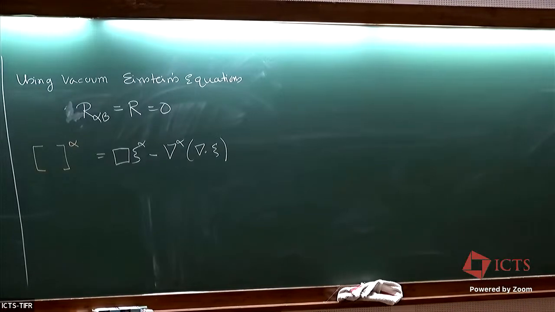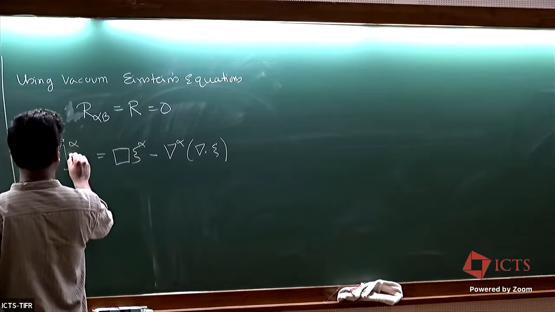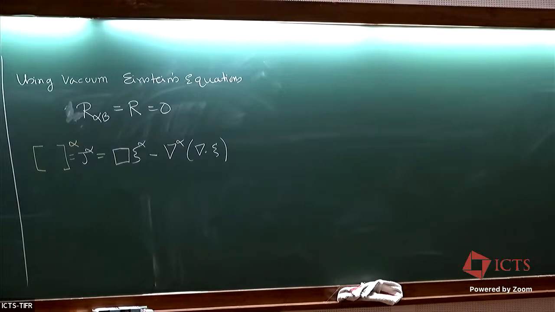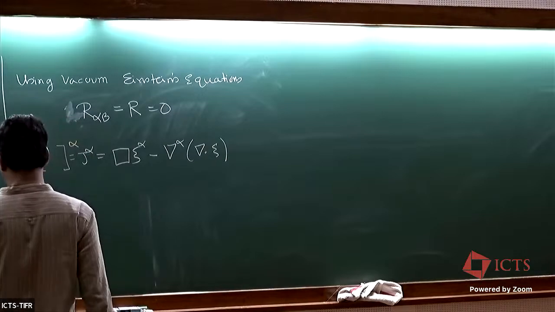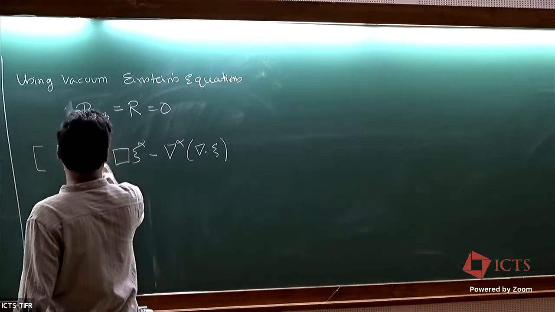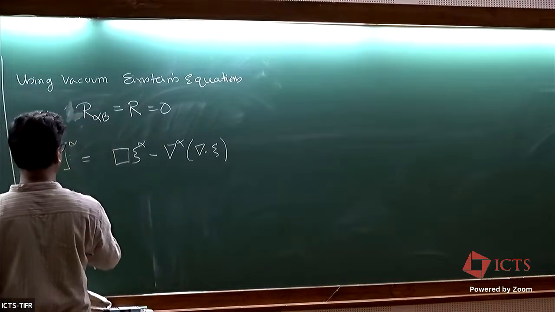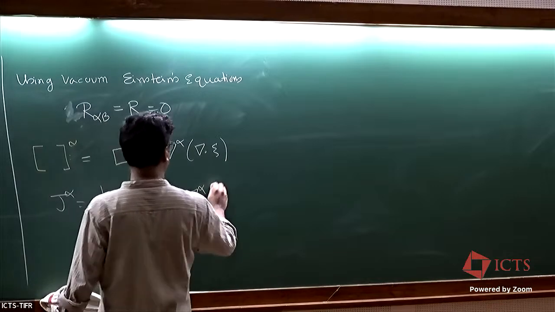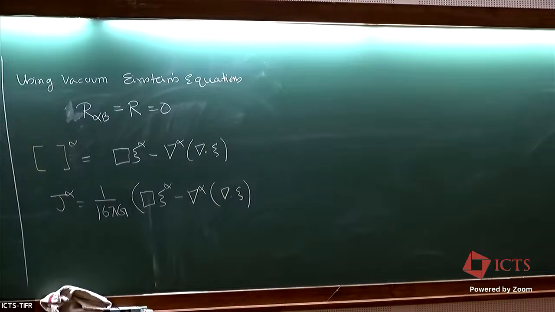Now, what is quite interesting? Let's write down what this J alpha is. Let us call this object J alpha, just to give it a name. It has one index upwards. Now look at what is happening. Let's define J alpha, just for convenience, with a 16 pi G absorbed into this object. It will be useful for me later. That's why I'm writing this.